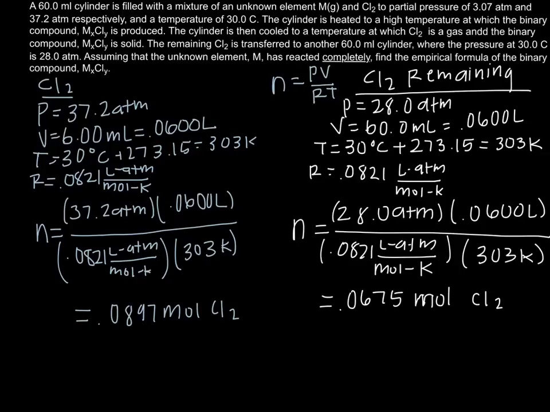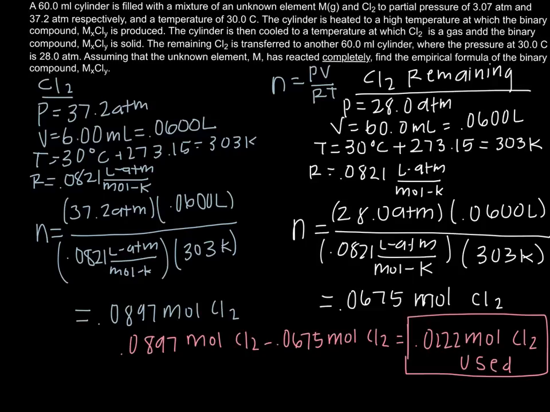Now we do the same thing for the Cl2 remaining. So we have a pressure of 28 atm, volume of 60 milliliters, which we convert to 0.0600 liters, a temperature of 30 degrees Celsius, and we add 273.15, which gives us 303 K, and our constant R, which is 0.0821 liters atmospheres over moles K. We plug this into the equation, so we do 28.0 atm times 0.0600 liters over 0.0821 liters atm over mole K times 303 K, which gives us 0.0675 moles of Cl2.